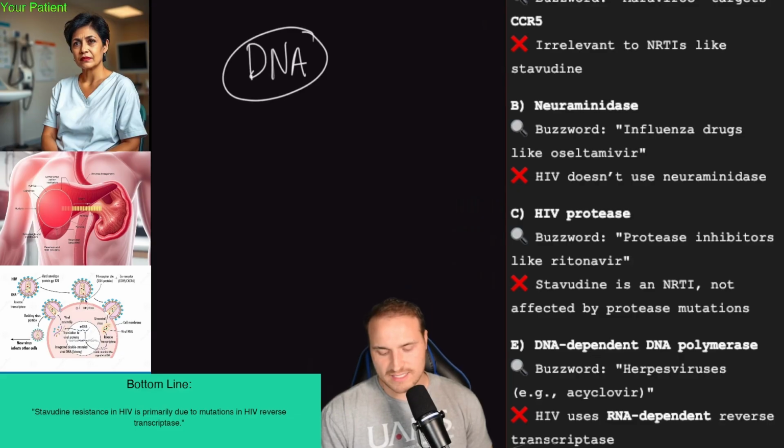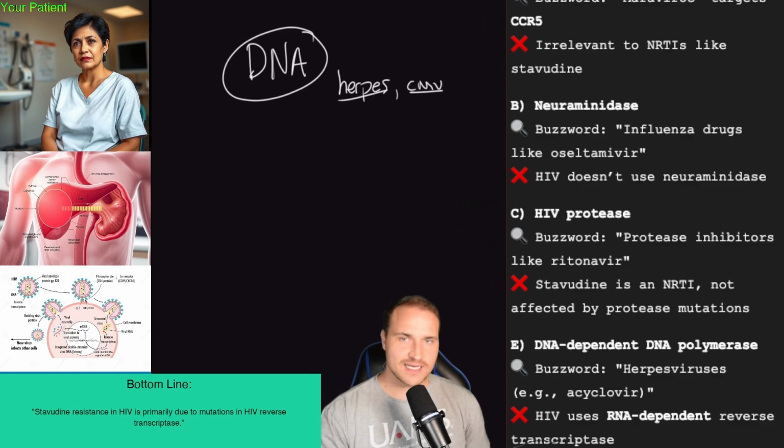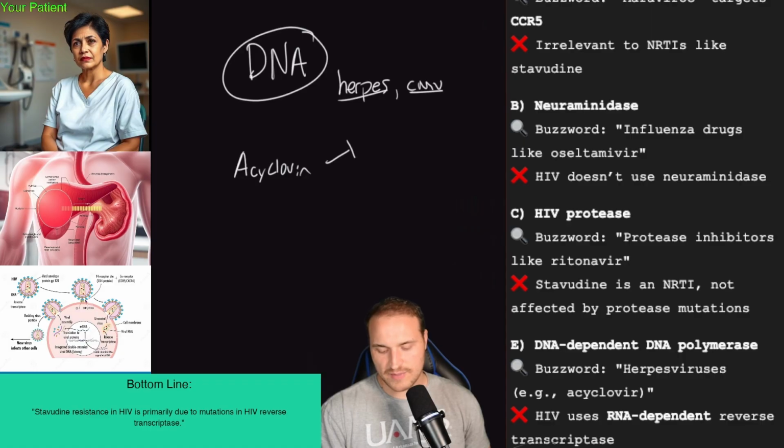It's kind of confusing, but in the name DNA-dependent DNA polymerase, we know that it's an enzyme that's used by DNA viruses. So you have to know the DNA viruses, and again, I have a video on that, but for DNA virus, let's think of like herpes or CMV. And DNA-dependent DNA polymerase is used to copy their DNA to make more DNA. Drugs like acyclovir and ganciclovir, their job is to stop that enzyme, which then will stop the virus.